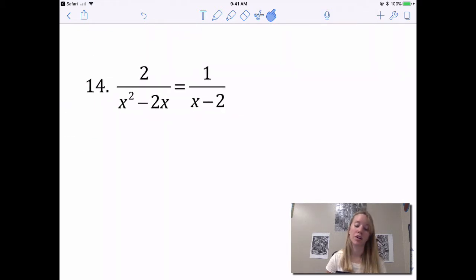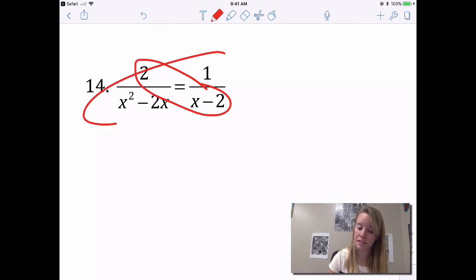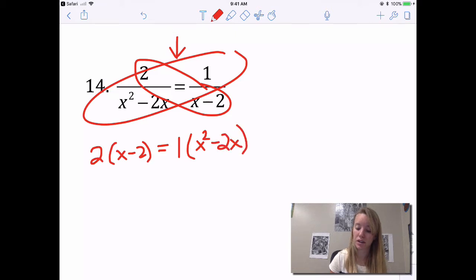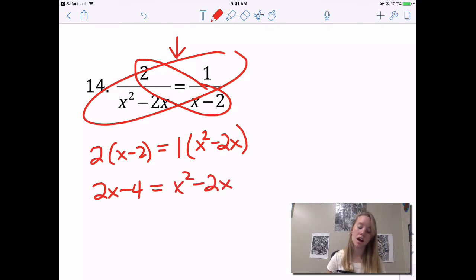And the last two are cross multiplying. So this is where I set up my cross multiplying. I do 2 times x minus 2. The biggest thing that I see is that you guys want to make this a fraction. Instead, since this is an equal sign, set this up as an equal sign. So then 1 times x squared minus 2x. So this is going to look like 2x minus 4 equals x squared minus 2x.